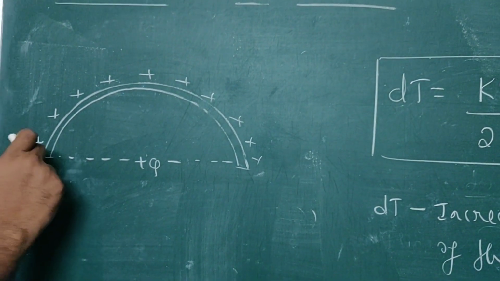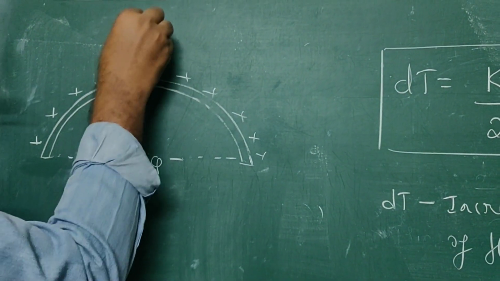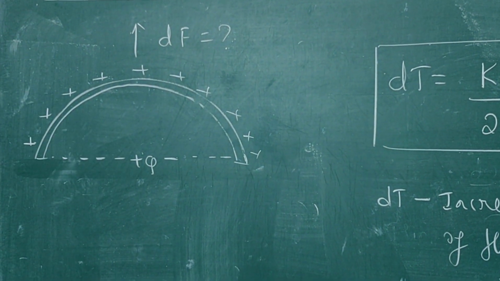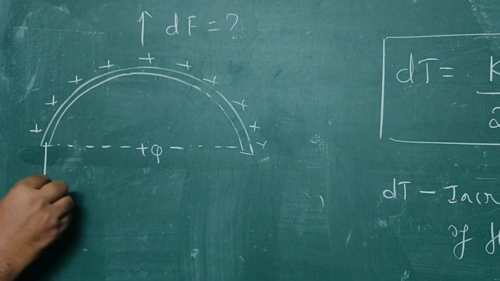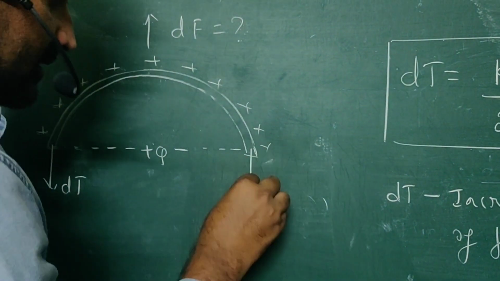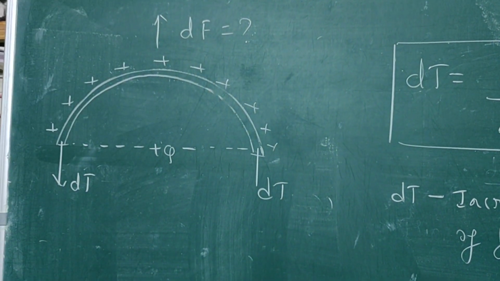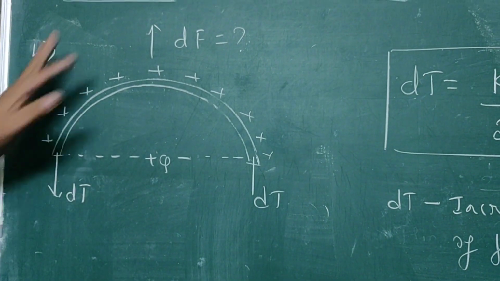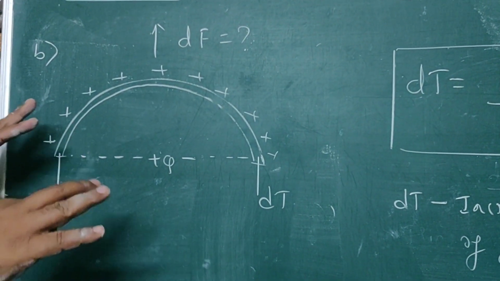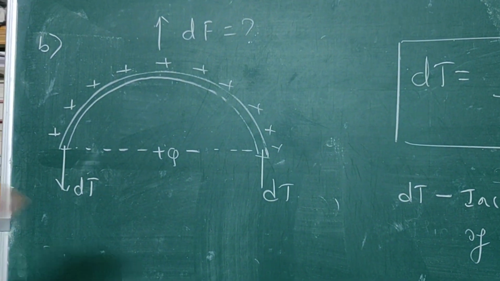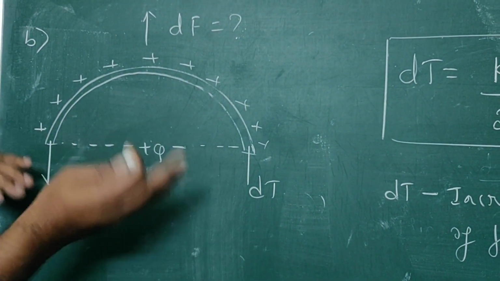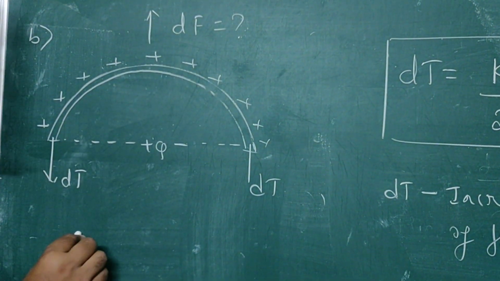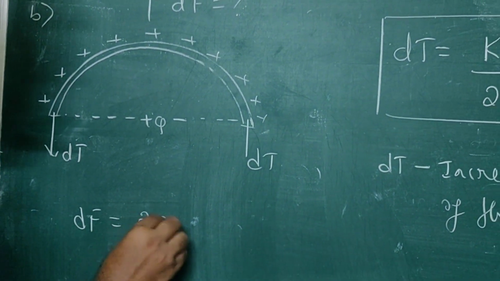Now they are asking, on this half part of the ring, what is the force acting? How much force is acting here? What is dF equal to? Here the tangential component acting downward is dT, and here also it is dT. This is part B. Under the action of all these forces, the ring is at rest, meaning the ring is in equilibrium. That is possible only when the net downward force equals the upward force, so the electrostatic force acting on the ring, that is dF, equals 2 dT.